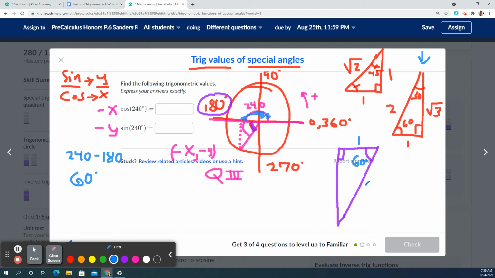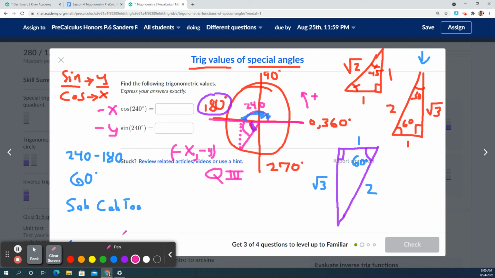The hypotenuse is 2. And the last side is radical 3. Okay? Remember, our answers are going to be negative when we plug it in. The first one is cosine. The second one is sine. So I need SOHCAHTOA.